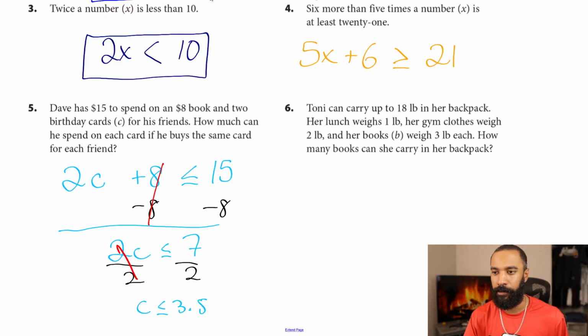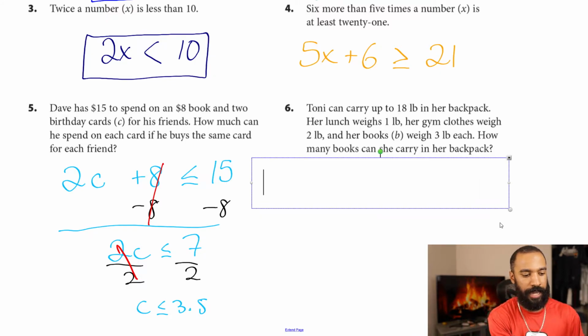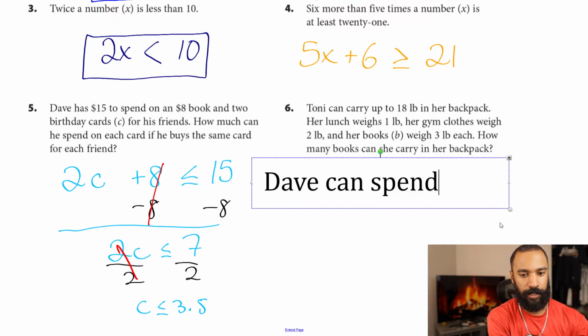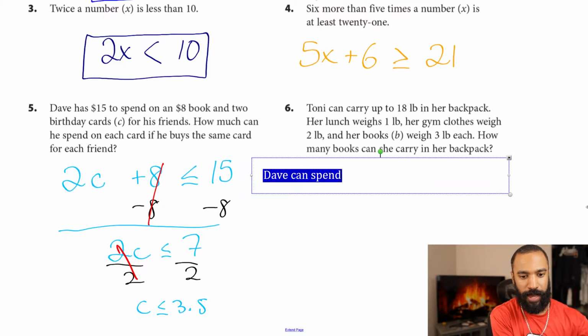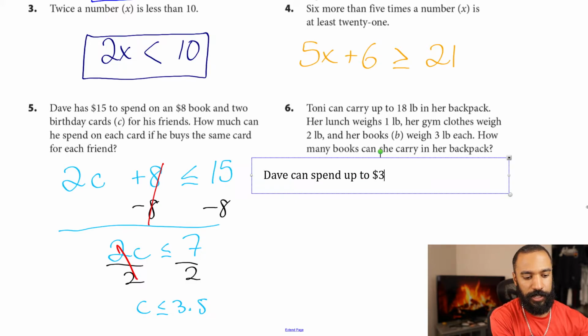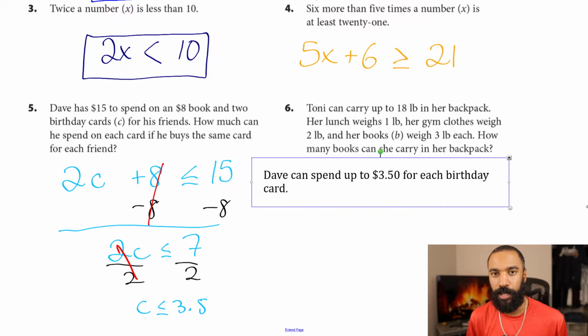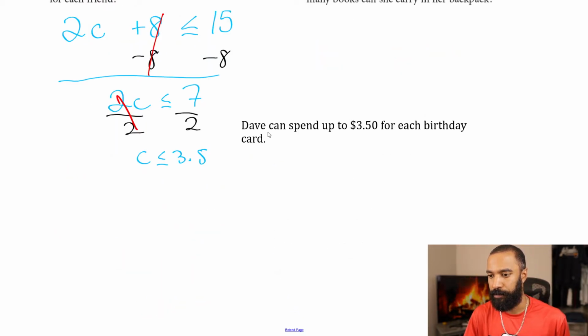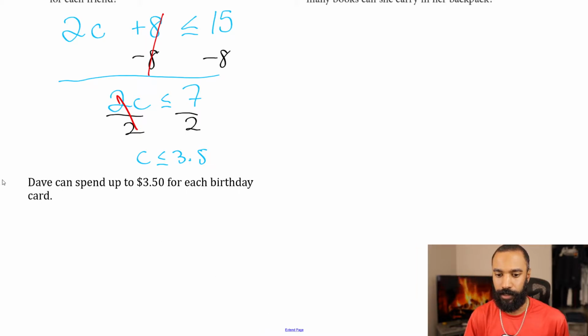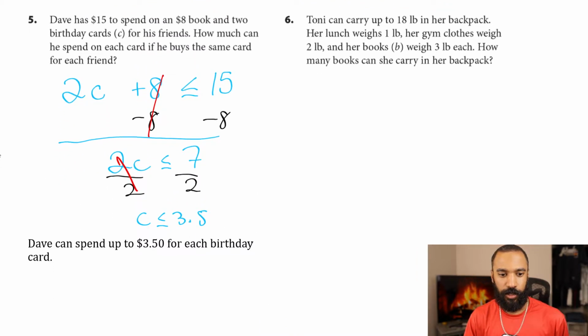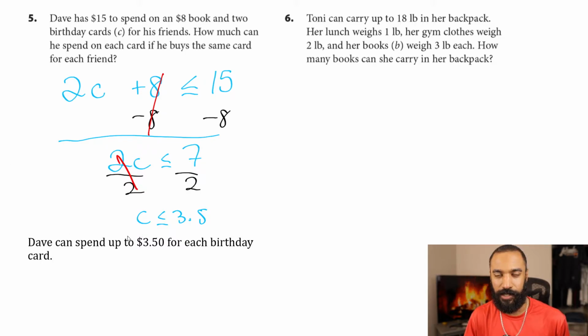Now, when it comes to the context of the problem, because it is a word problem, I'd rather write this a little better. In fact, I'm going to type it out, and I'll drag it somewhere else in a bit. Dave can spend up to $3.50. See, those are the units. That's C for each birthday card, keeping in mind he's going to be spending the same amount for both of them. Okay, so that's Dave's whole thing there. I'll leave that down there. Great, asked like a word problem, answered in a sentence.